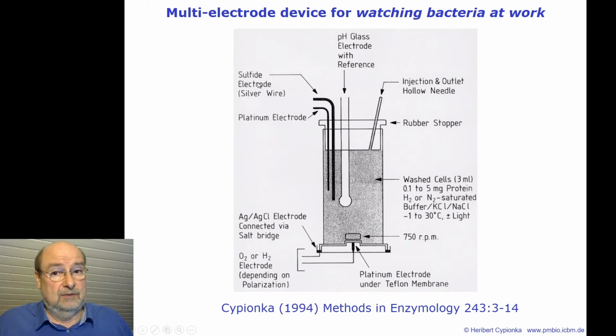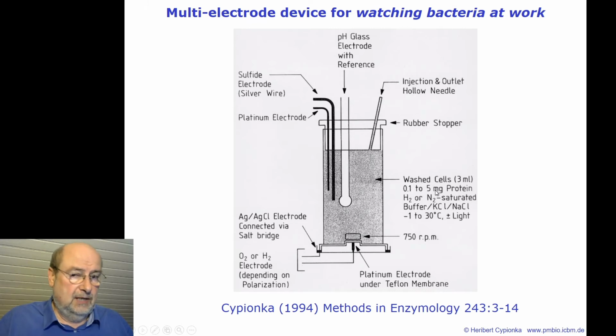I was working with sulfate reducing bacteria, and we measured with a sulfide electrode, which is actually a silver wire covered with silver sulfide, to measure sulfide production or consumption. And we had a platinum electrode, which is a redox electrode, and you can see any changes of the redox conditions in your chamber. Then the whole thing is filled and the cells are washed that we are using.